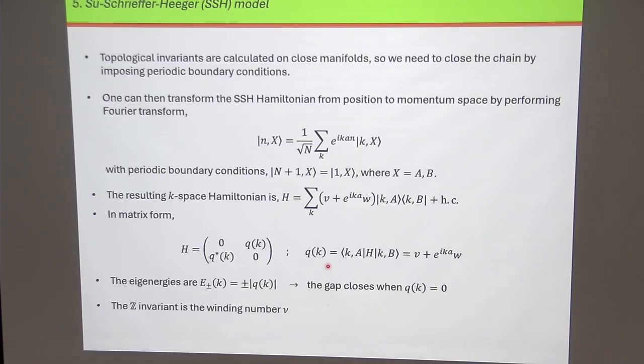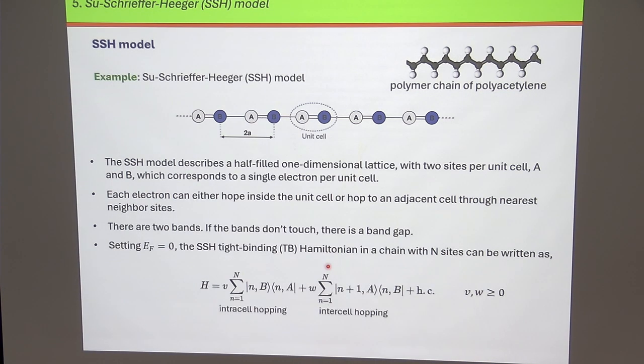Yes, that is the idea. So I have two parameters in this model, V and W, right? That's exactly the idea. I will now tune these parameters and see whether I have a topological phase transition or not, whether I'm all the time with the same winding number or I change my winding number.